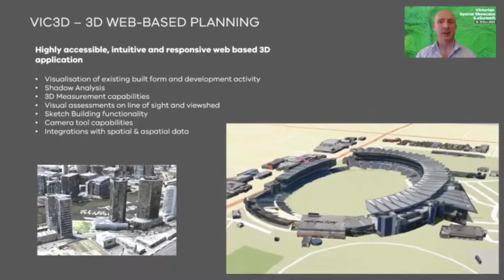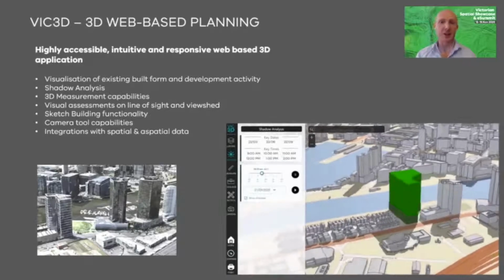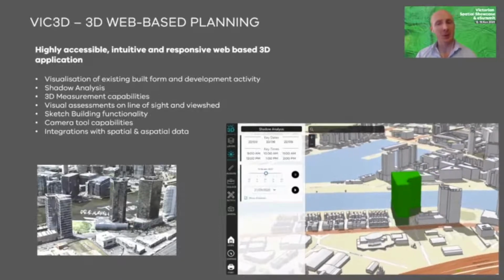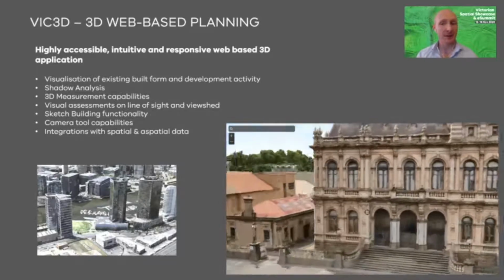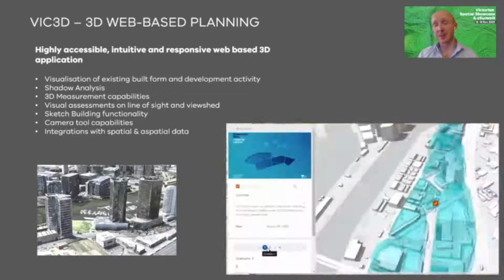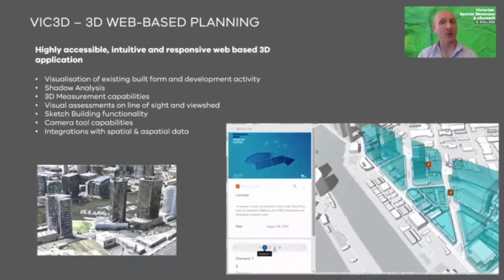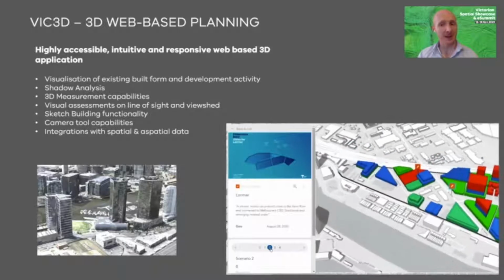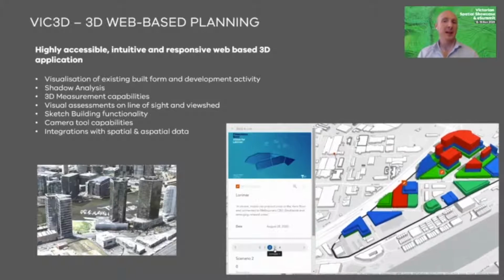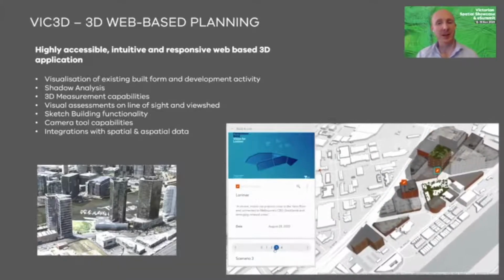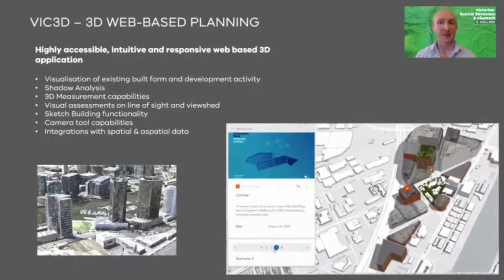Big 3D is the planning group's 3D web mapping platform. Highly accessible, intuitive, and easy to use, it's empowering planners to make more informed decisions about the future of Victoria. Key features as part of Big 3D include visualization of existing built form alongside development activity models, ability to sketch up proposed buildings, and analysis tools to undertake functions such as line of sight or viewshed reviews. Today, I want to briefly demonstrate some of the ways Vic3D is assisting our planners to work more effectively and undertake analysis more efficiently.